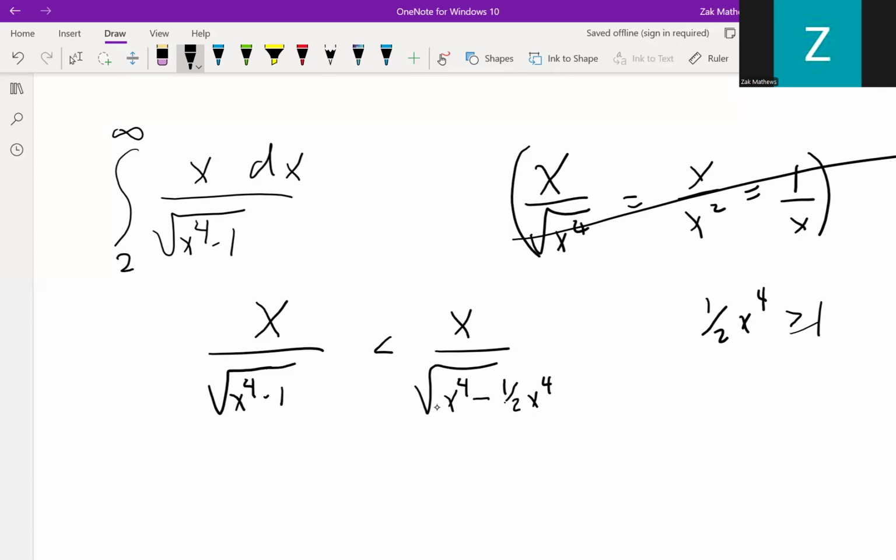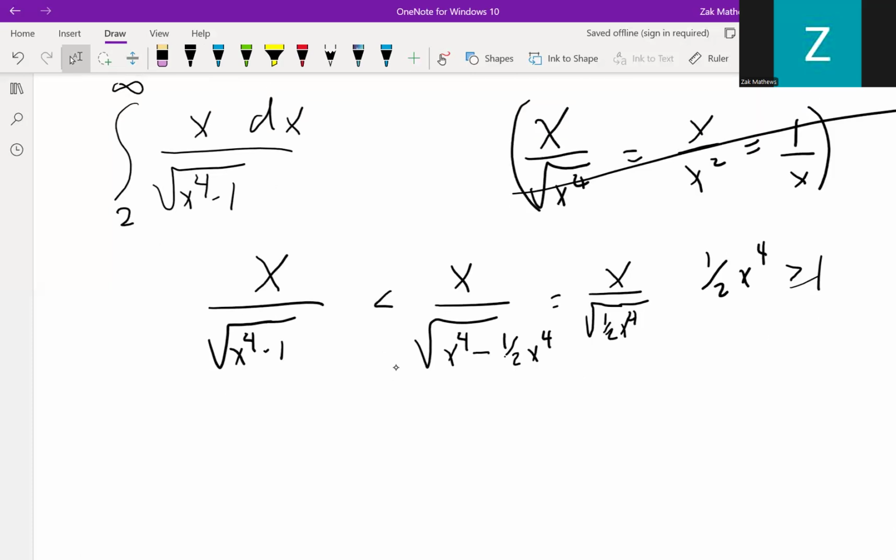So if that is true, when I start subtracting, if I take x to the 4th and subtract the smaller number, that is giving me a smaller denominator, so a bigger fraction. So that comparison would work. I'd be able to use x over the square root of 1/2 x to the 4th. Because we have a single term down there, we can have the square root of 1/2 and the square root of x to the 4th, which is just x squared. So that would work. But like I said, I'm going to do a limit comparison on this one.